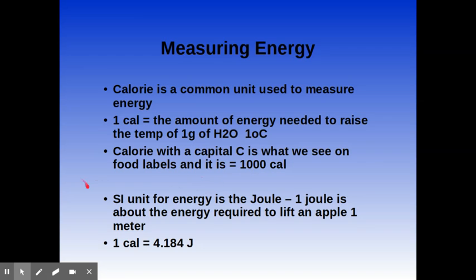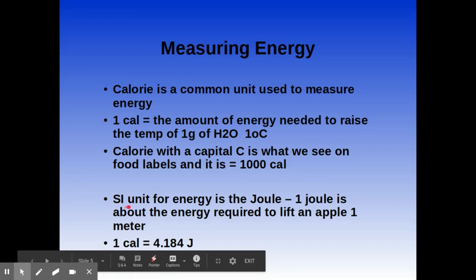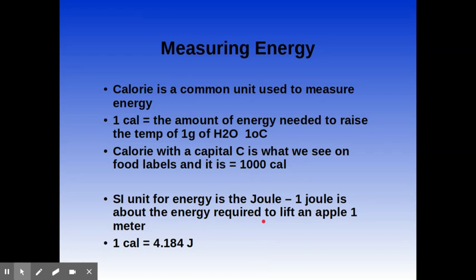Now, the other term, the SI unit for energy, is the joule. And a joule is about the amount of energy required to lift an apple 1 meter. So if you take an apple and you lift it up against the force of gravity for a little over 3 feet, that'd be a meter, that's going to burn 4.184 joules of energy. So you just burned a calorie. So if you did that 250,000 times, that would burn off that Snickers bar you just ate.